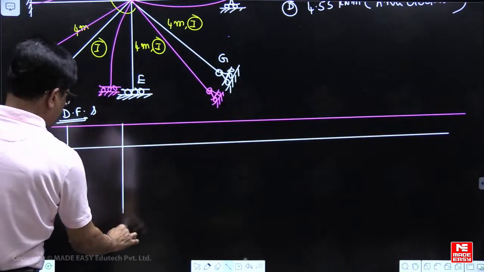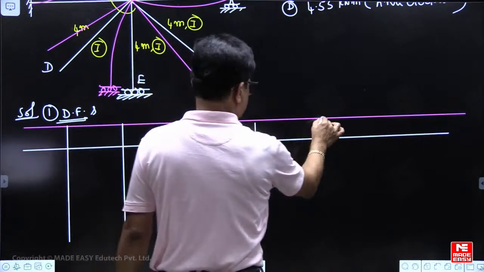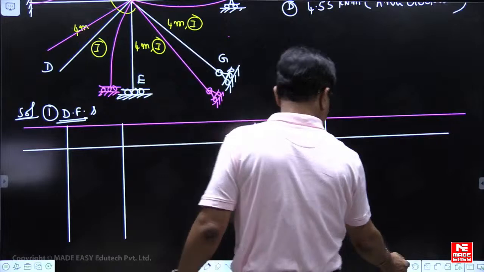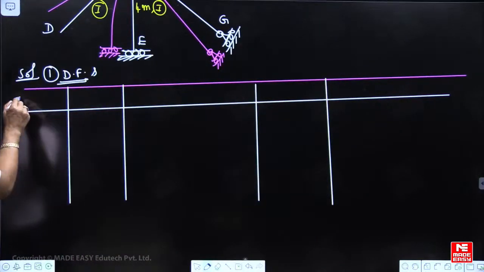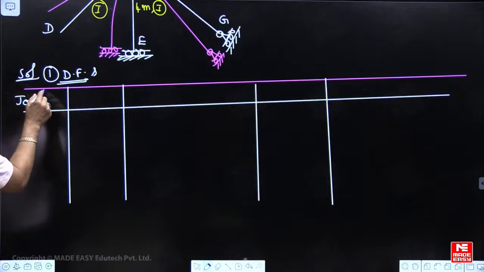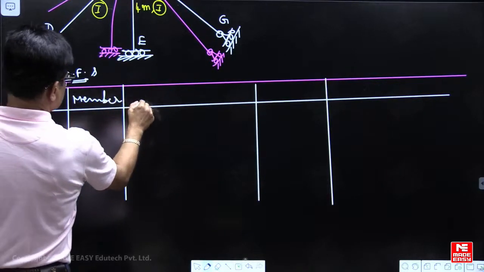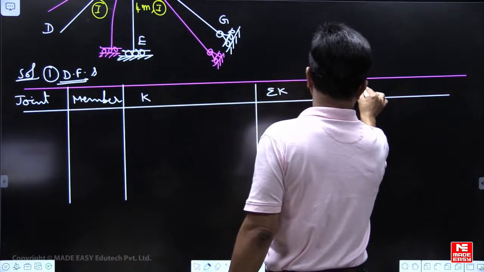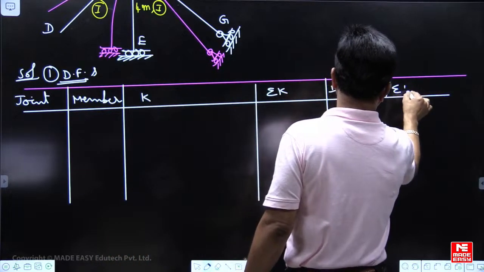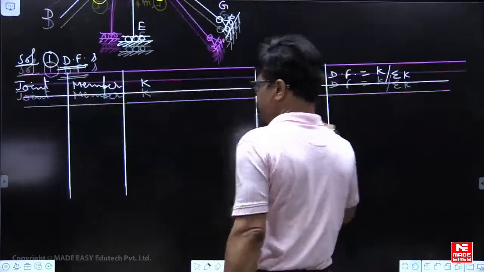Joint, member, K, sigma K, distribution factor. I will show here: joint, member K, sigma K, and distribution factors are K by sigma K. So you are dealing with joint C.